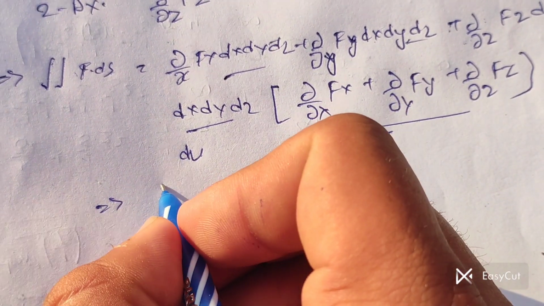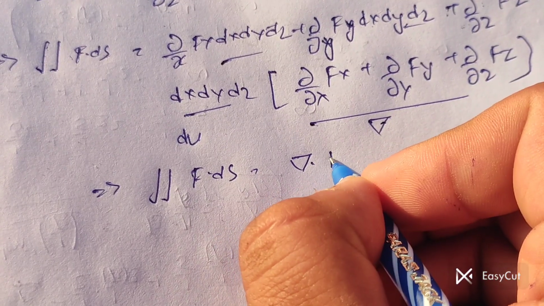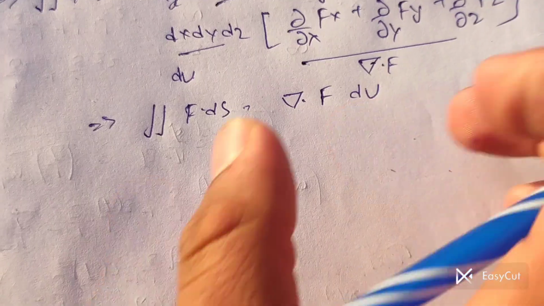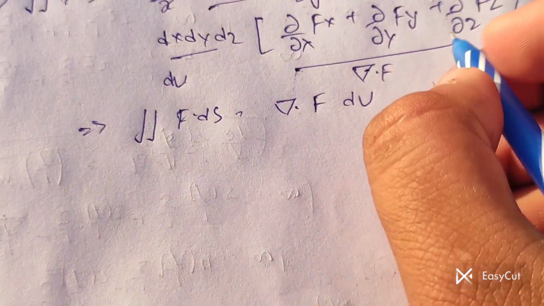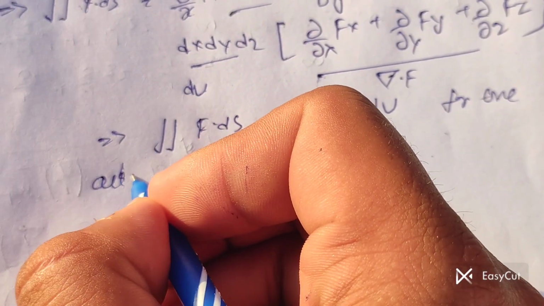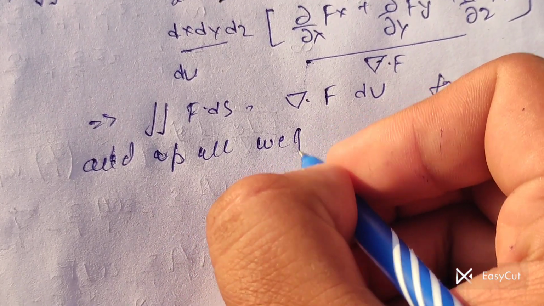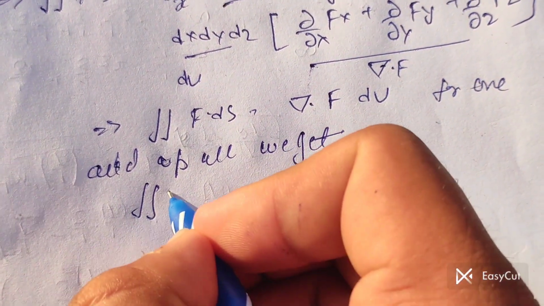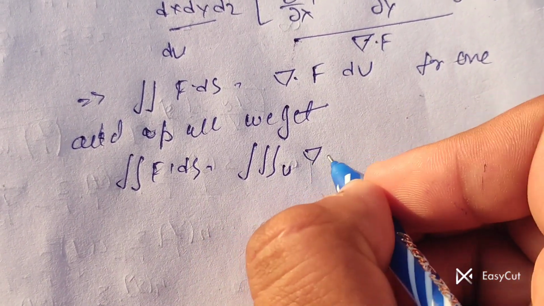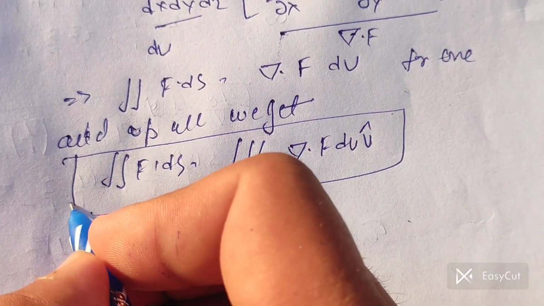So the overall meaning is that the surface integral of F dot dS becomes the divergence of F times dV, and summing up all the elements, we get the volume integral of the divergence of F dV. This is the overall meaning of the Gauss theorem.